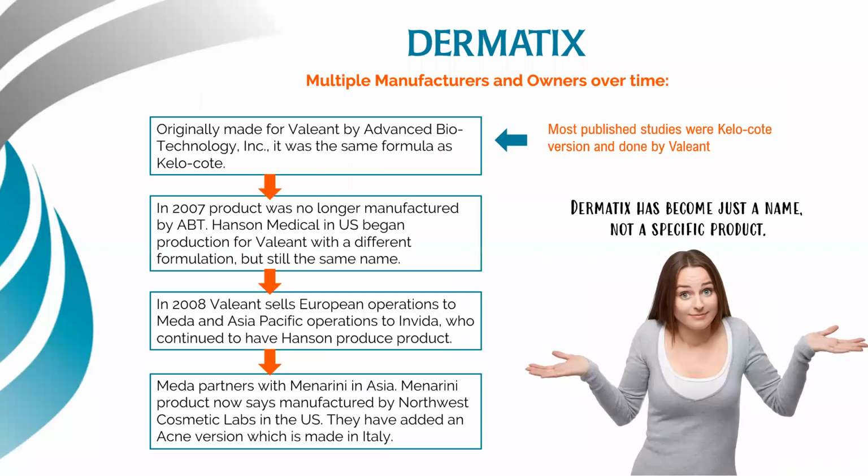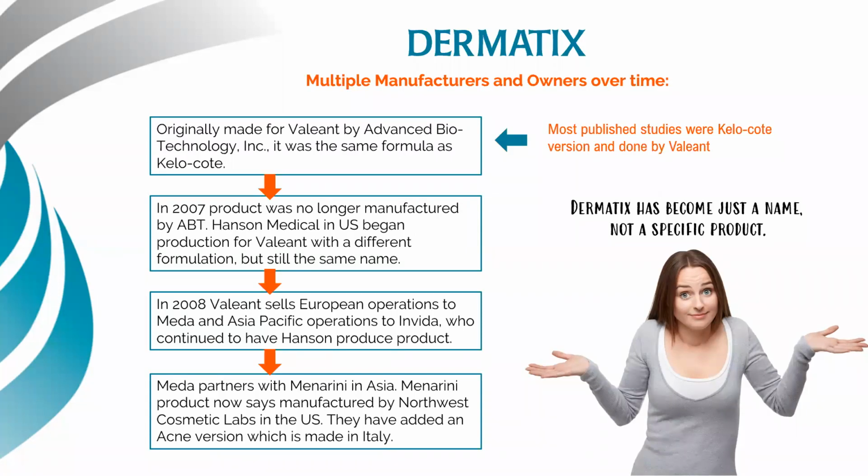So this is where this product gets crazy. Dermatix has basically become just a name, not a specific product. The Dermatix that you used 10 years ago is not the same Dermatix you're using today. And there could be 2 different products sold under the name Dermatix. There have been multiple manufacturers and multiple owners over time. So originally it was made for Valiant by Advanced Biotechnology. It was the same exact formulation as Kelacote. When they came off the line, half of the gel went into tubes marked Kelacote, the other half went into tubes marked Dermatix. They were the exact same product.